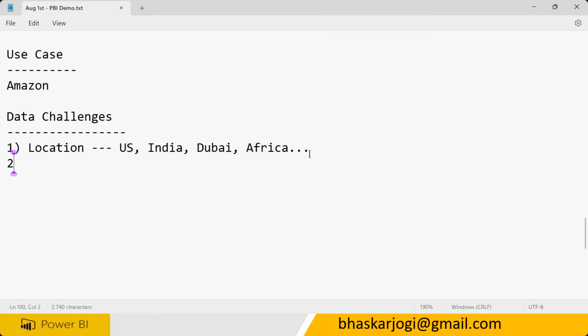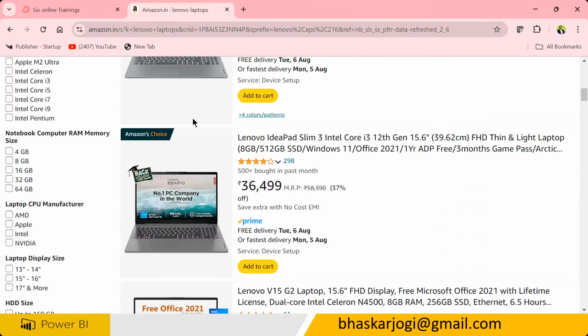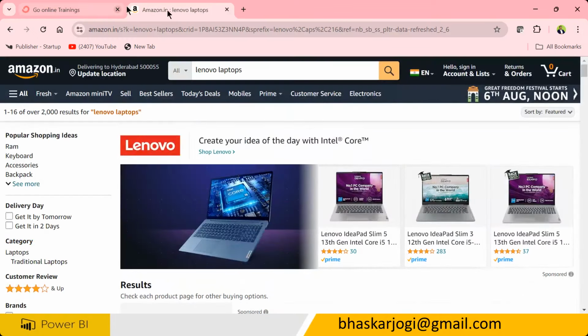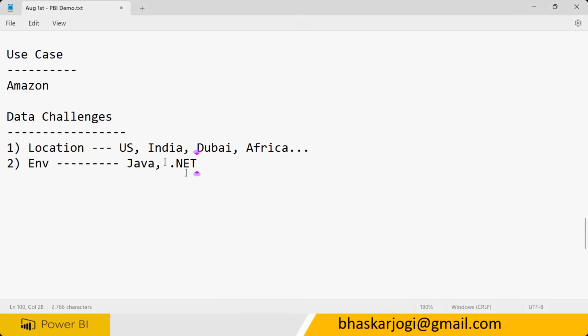Now, when I ask them what environments or software they are using, in India I'm using, let us say, .NET. When you go to amazon.in, this website is developed using .NET in India. But when you go to amazon.com in America or other countries, they have a Java application.